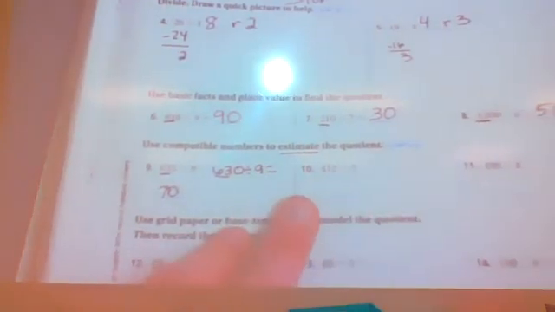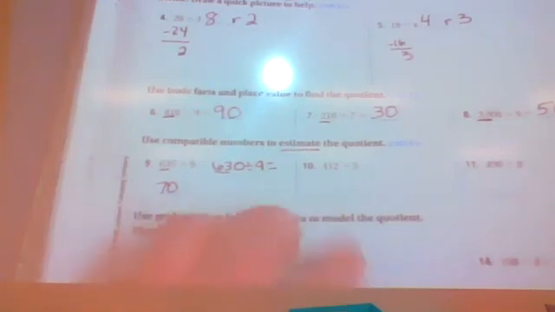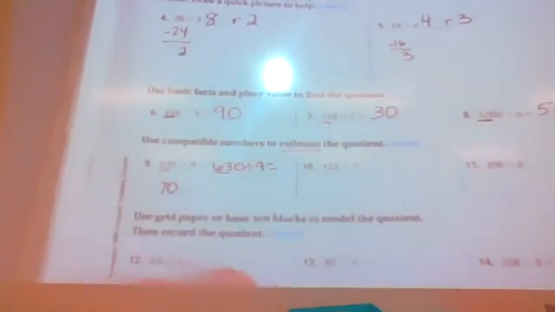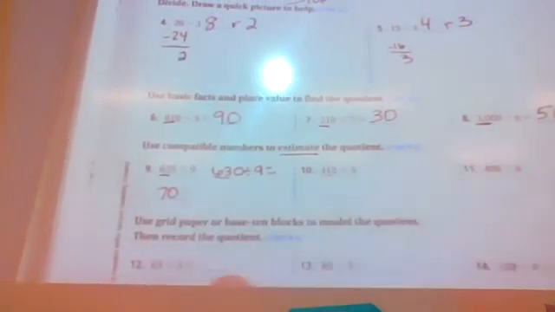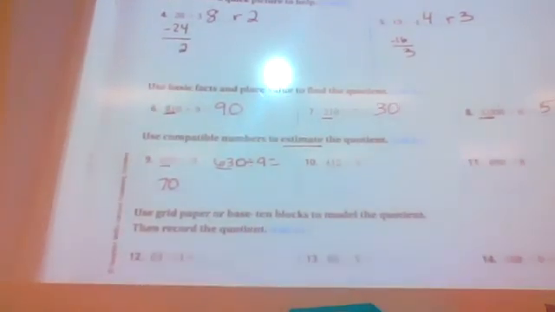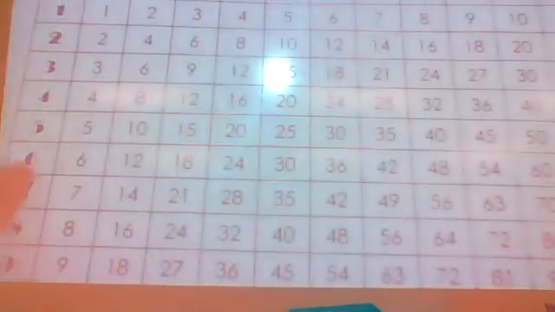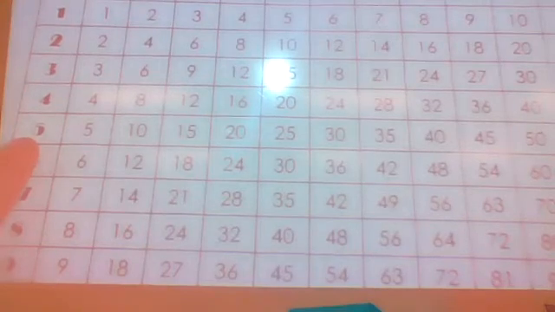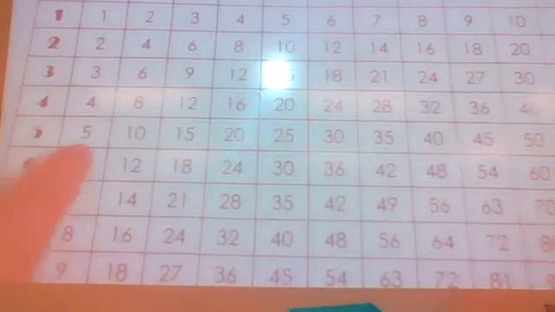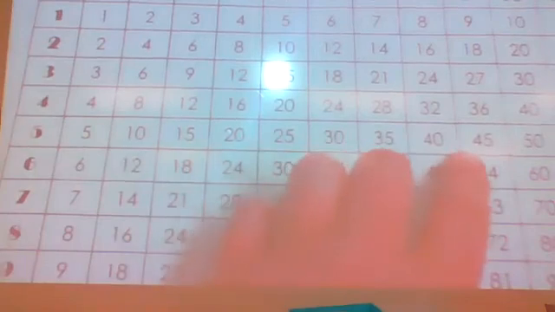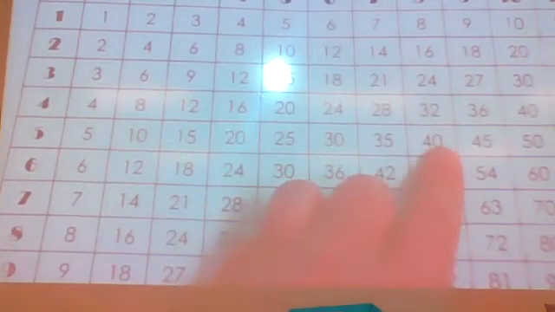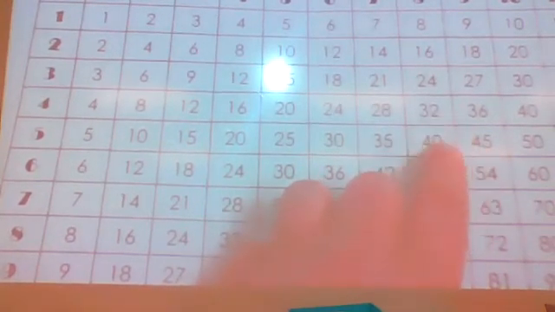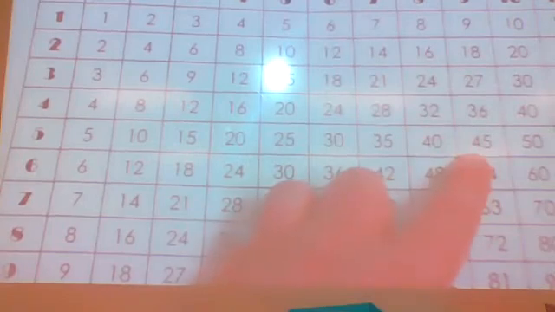412 divided by 5. Okay? What would be a really quick estimate that is also compatible? So let's look. Let's pull out the 41. What is really close to 41 that 5 can go into? Well, let me look at my row of 5. So here's my 5. This is my divisor. Let's see what's really close to 41 that 5 can go into. I have a 40 and I have a 45.